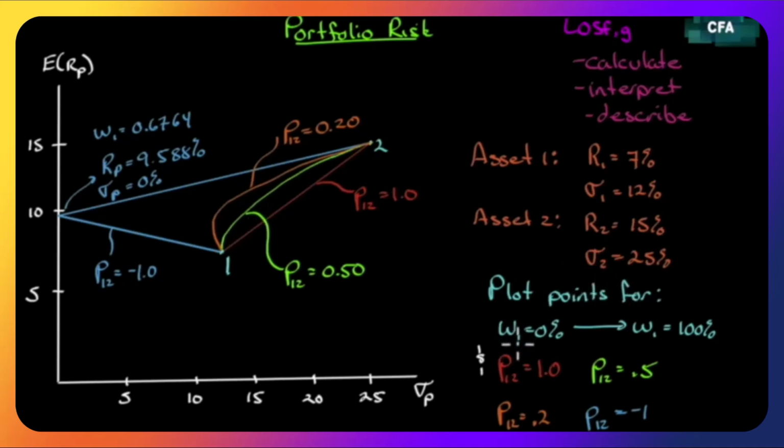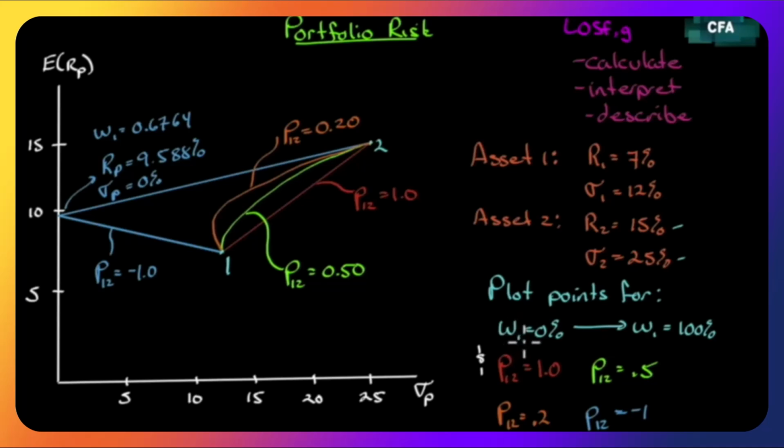We're going to start with a weighting on asset 1 of 0%, and we're going to slowly walk it up to 100%. So if asset 1 had a weighting of 0%, we'd have 100% in asset 2. This is where we'd be. Our return would be asset 2, 15%. Our risk would be 25. So our portfolio return would be 15. Portfolio standard deviation would be 25.